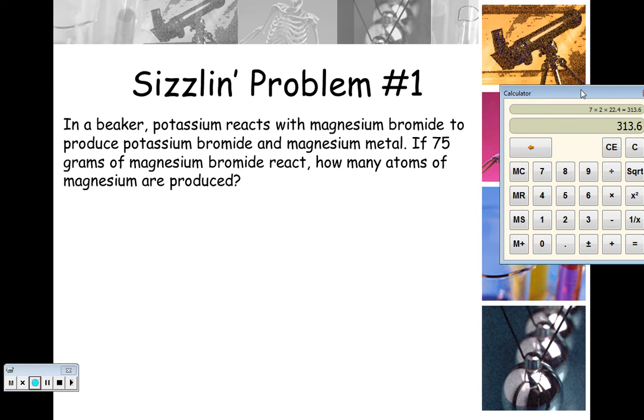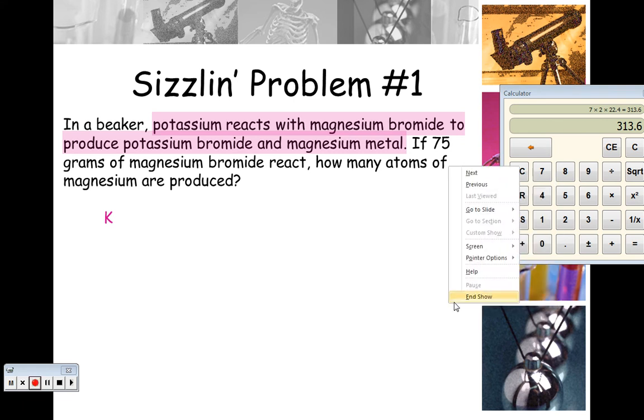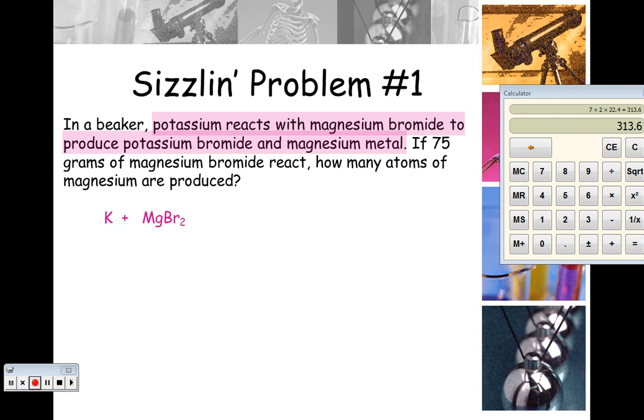We ain't got time for that. Okay, so I'm starting with potassium. Magnesium bromide ends up being MgBr. Whoa, hello. MgBr2, because Mg is positive 2, Br is negative 1.